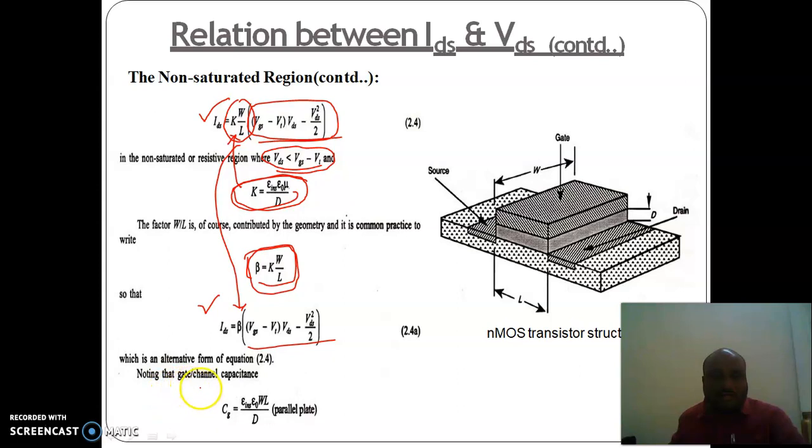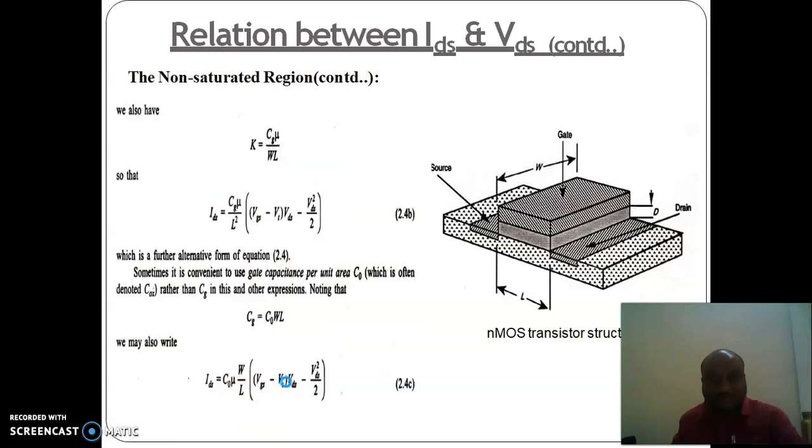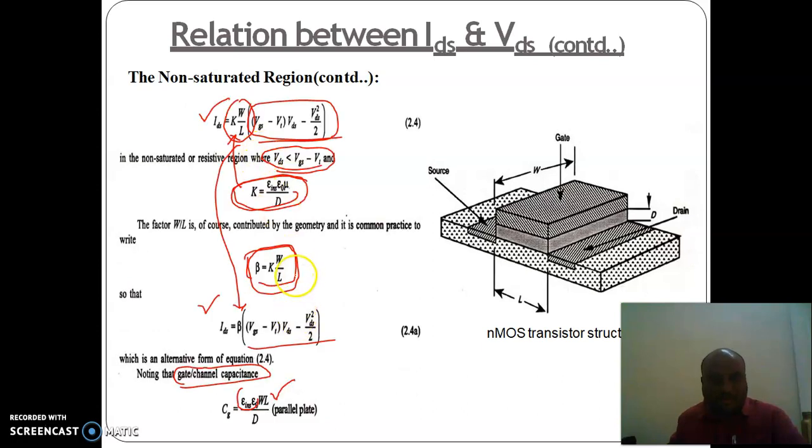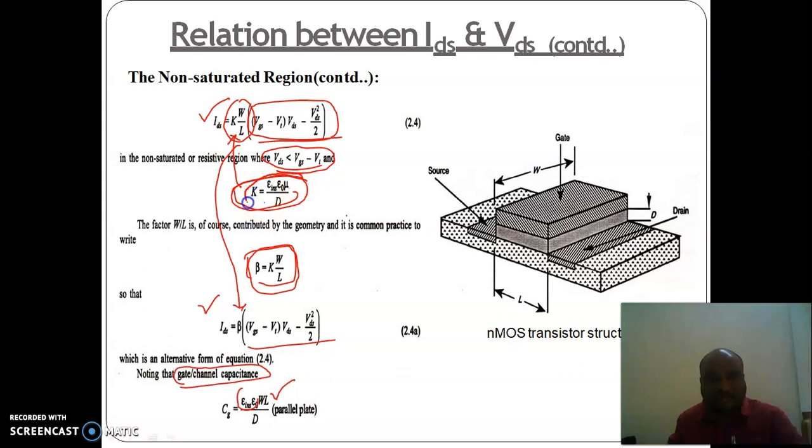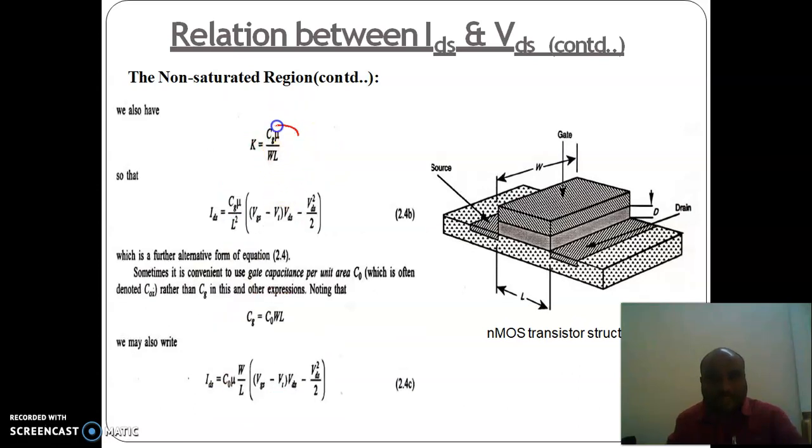Now we can do a little modification using the capacitance value. As we know, the gate to channel capacitance is given as epsilon naught epsilon INS into A by D, where A is WL. If you substitute in place of K, K can be written as K is equal to Cg into mu by WL. In that case, another form of writing IDS is Cg into mu by L square into the remaining portion as it is.